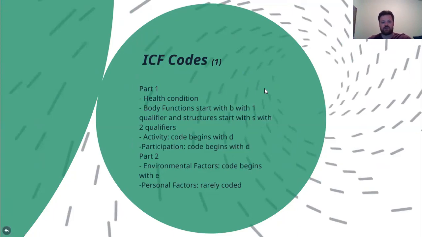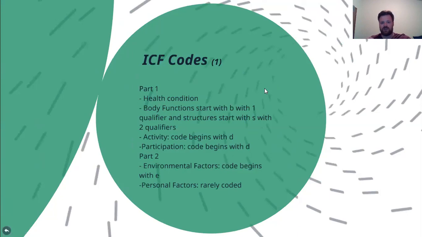And then the structures code starts with an S and has two qualifiers. The first is, again, the extent of impairment, and the second is the nature of structural change. So that number could be for micro tears or inflammation, something around that realm that changes the structure.